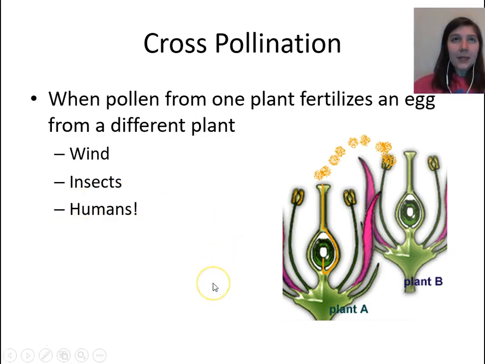Insects such as bees, that pollen will stick to the hairs on their body, and then when they go and land on another flower, that pollen can brush off. And then humans can also control pollination, which is what Mendel did in his experiments, and a lot of gardeners will use this to help increase how much fruit or vegetables they get in a certain year.